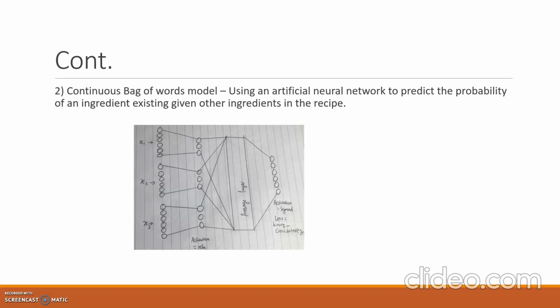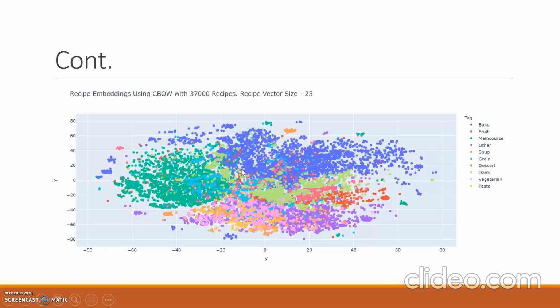Another model implemented was a continuous bag of words model, where we predict the probability of an ingredient existing given all other ingredients in the recipe. Now, as you can see, this architecture can only take in 3 different ingredient vectors, and we use that to predict one other ingredient in the same recipe by averaging all of those in an average layer. Now, as you can see, this is a visualization.